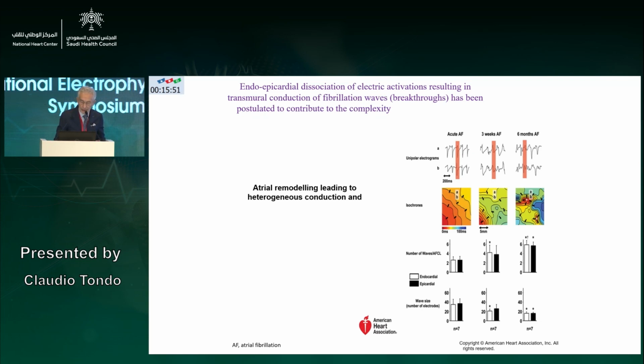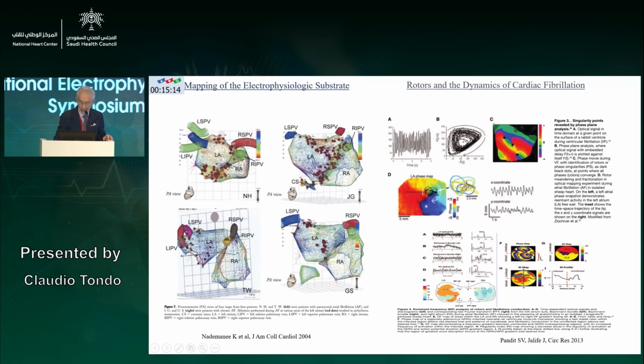If you consider the duration of atrial fibrillation, and look at 6-month atrial fibrillation, the complexity of the circuits, the complexity of what happens in the left posterior wall, is pretty clear if you compare it to acute atrial fibrillation. So atrial remodeling is leading to heterogeneous conduction, and the number of waves is likely the same at the endo and the epi.